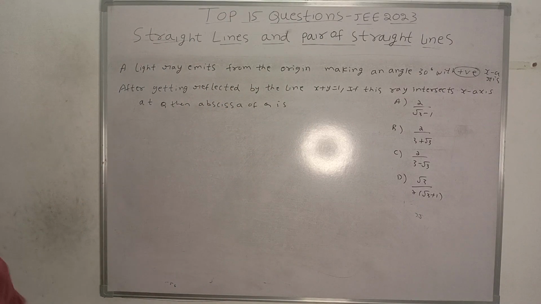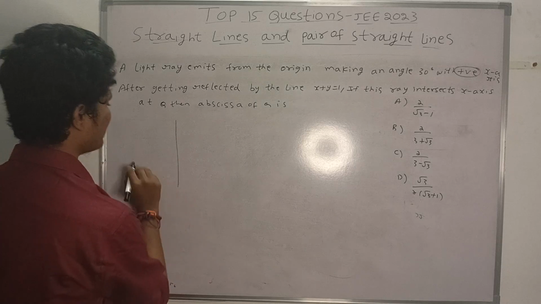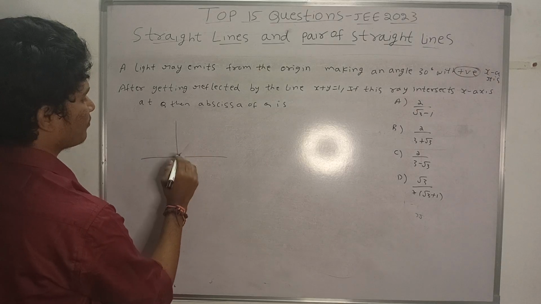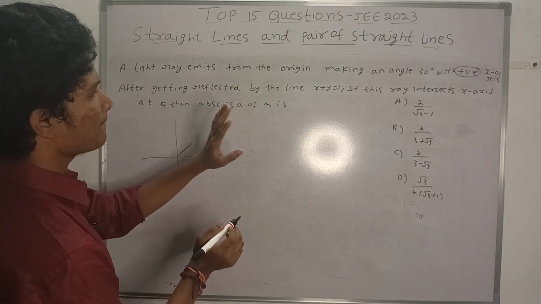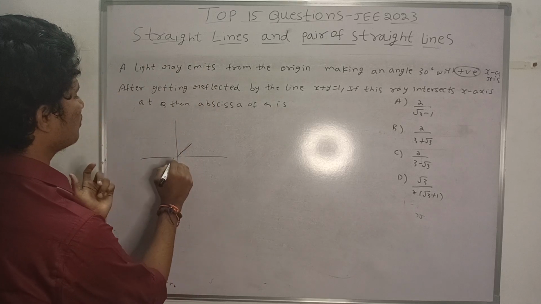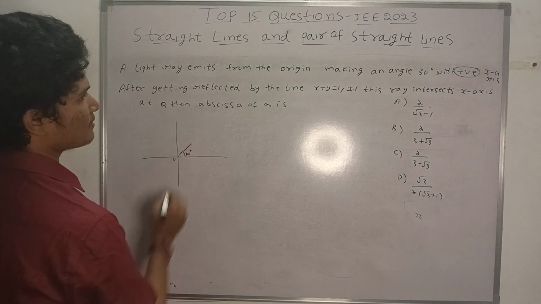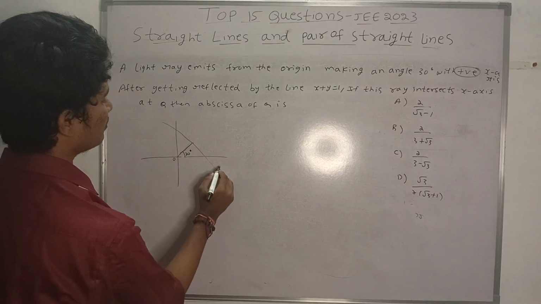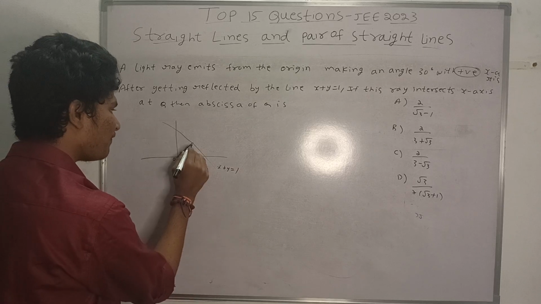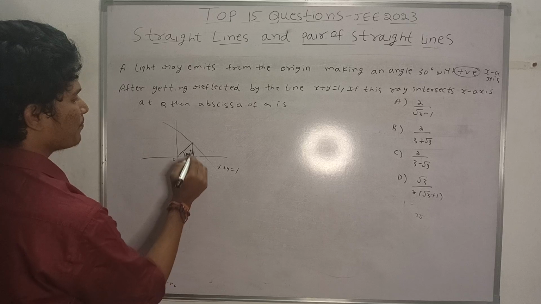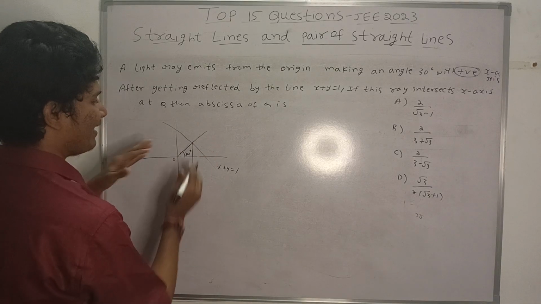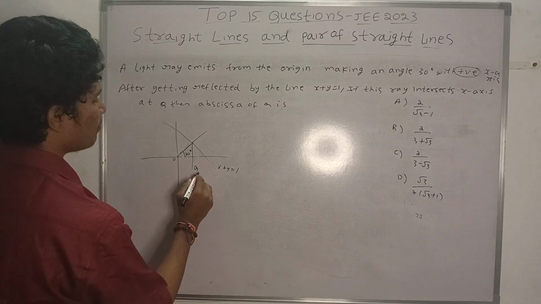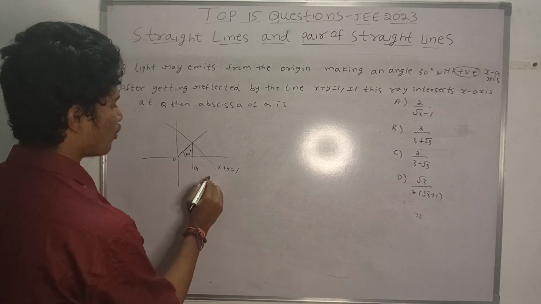Read the question carefully. A light ray emits from the origin. This is the coordinate axis. They are saying that a light ray is emitted from the origin by making an angle 30 degree with the positive x-axis, and after emitting it strikes the another line x plus y equal to 1 and it is reflected here like this. Actually it has to go like this, but it has reflected here and it has reflected by the point Q. So when a line intersects the x-axis, the y coordinate is 0.